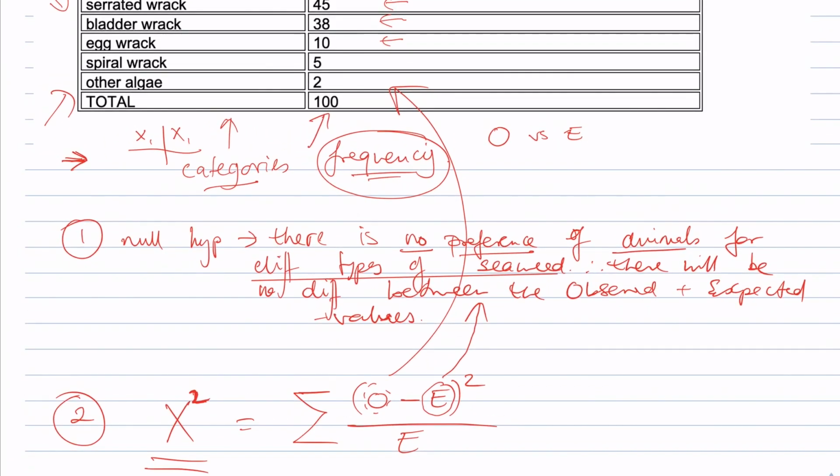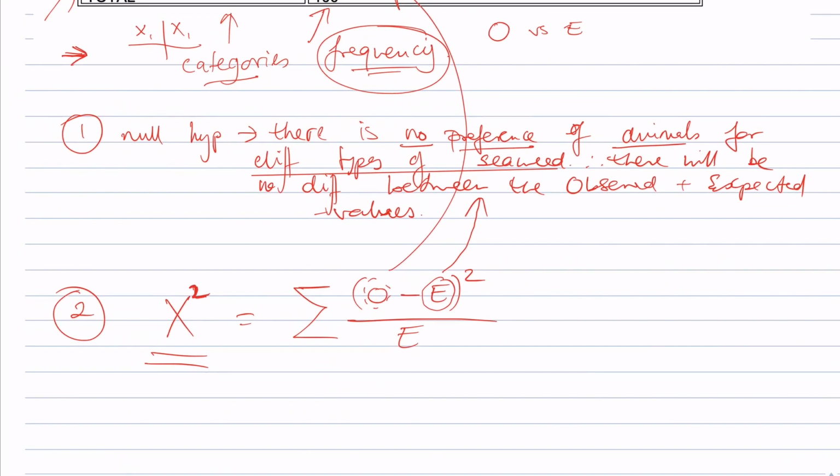Let's just write this down. Expected frequencies are based on the null hypothesis. The null hypothesis usually states that there is no difference or no preference, or nothing unusual.